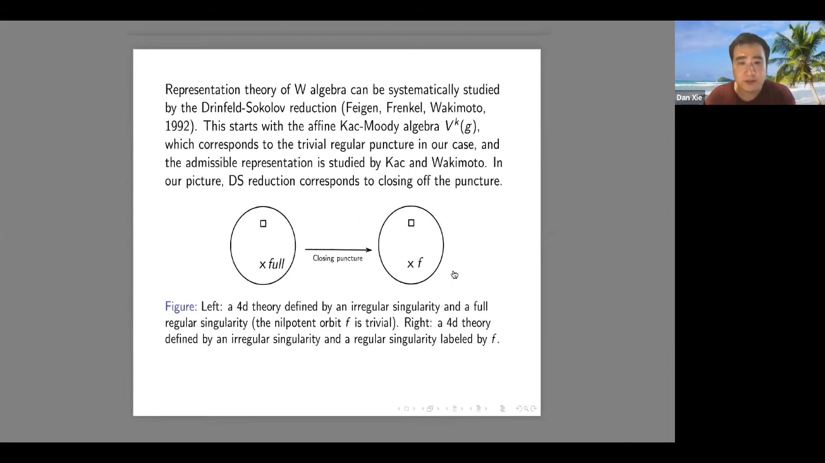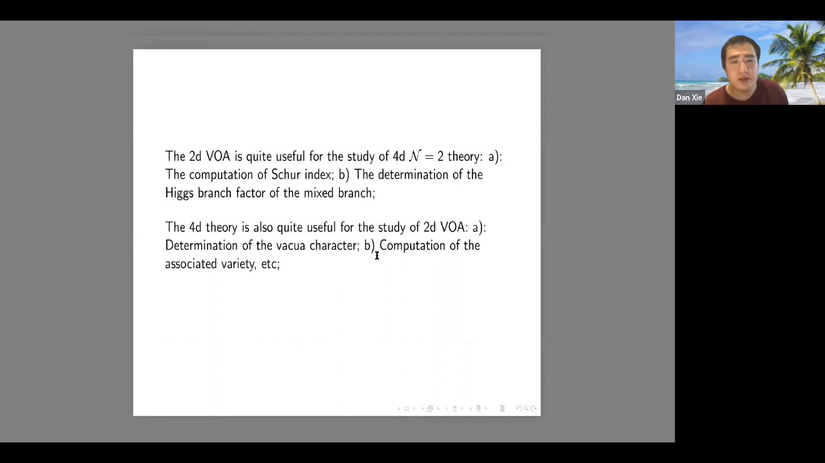The two-dimensional VOA is useful for the study of four-dimensional N=2 theories because it can tell us the Schur index for this theory. And also one can determine the Higgs branch, or the Higgs branch factor of the mixed branch, by finding the associated variety of the 2D VOA.